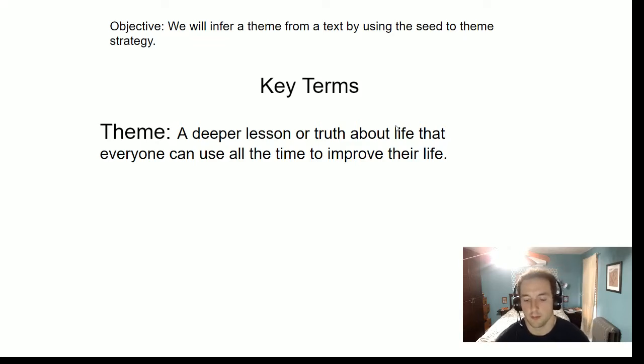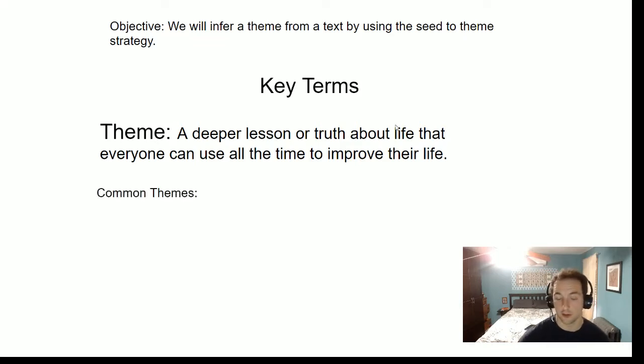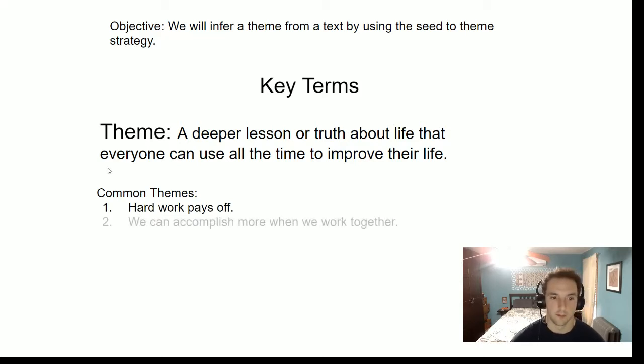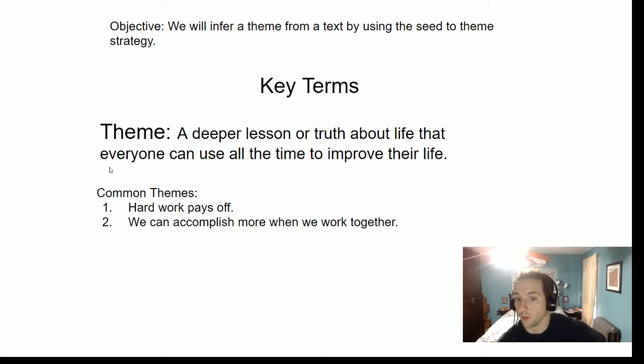A lot of times when people think they're finding themes, they're actually just finding ideas, or lessons that can be used in a particular situation. Good themes can be used for anyone at any time. Some examples of themes that we've talked about this year or that you've heard in your life likely are hard work pays off. We can accomplish more when we work together.